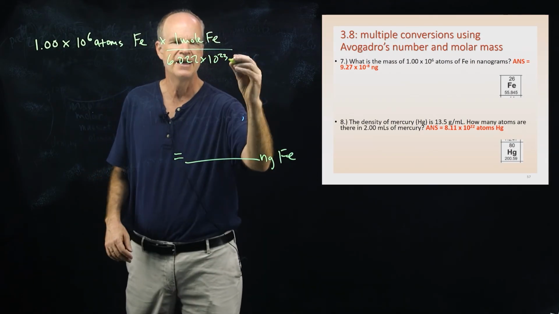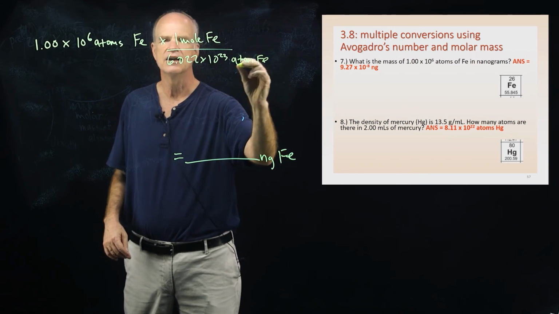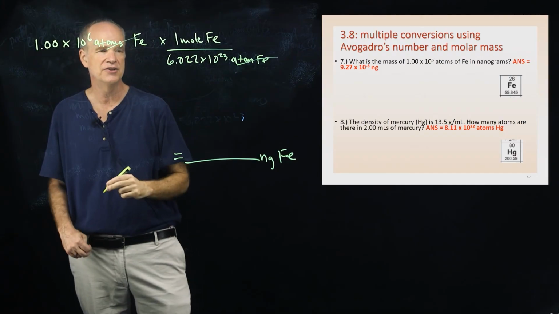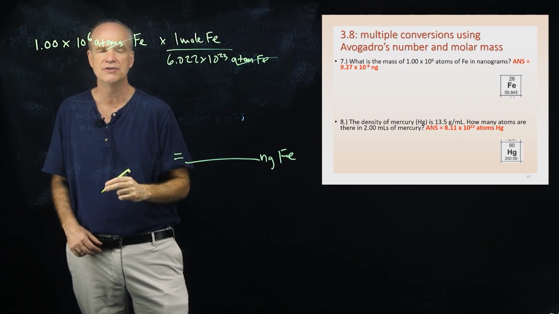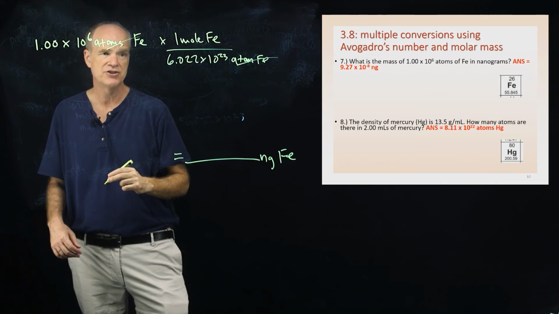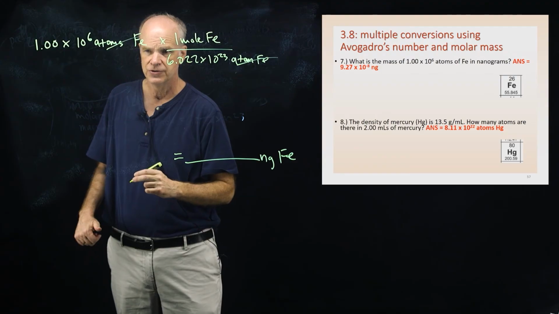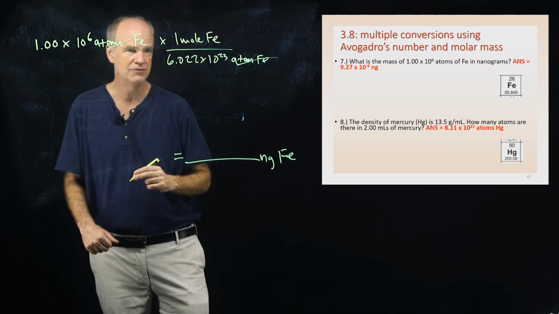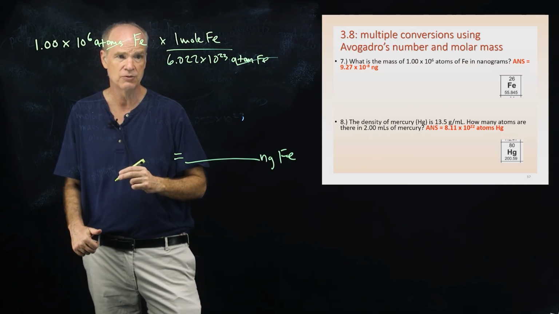Come on, brain. Atoms of iron. Okay, so the atoms of iron cancel out and you get an answer in moles of iron. Okay, and so now we want to take this to the mass of iron. So we need to know the average atomic mass of iron, which is 55.845. And so that means that 1 mole of iron will have 55.845 grams in it.